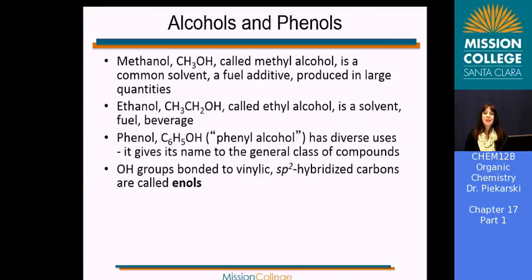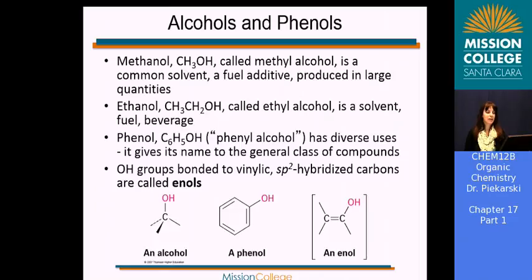So keto-enol tautomerization. And remember, enols weren't very stable. So that's why when you see this picture here, we have the brackets around it, because generally they're intermediates, and so they tautomerize into the keto form. This is showing you an example of phenol, and here's an example of an alcohol.